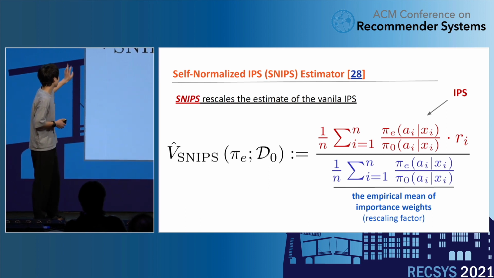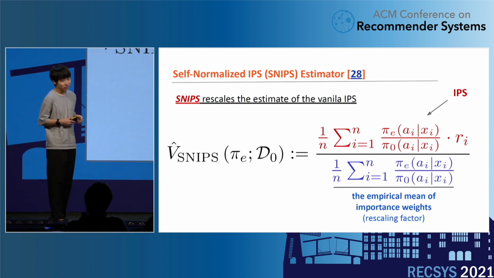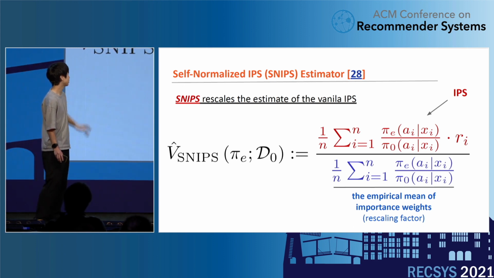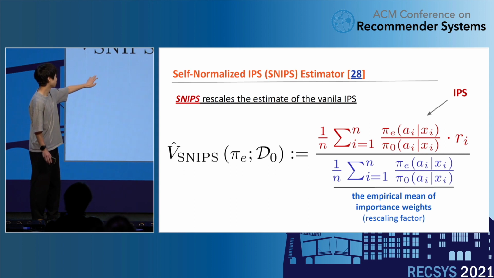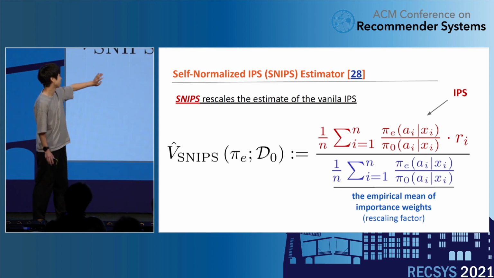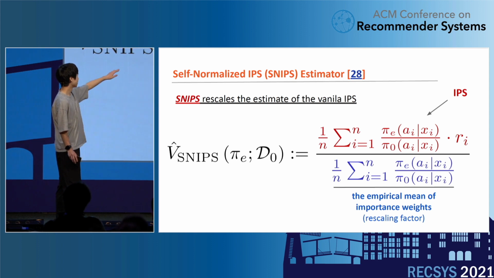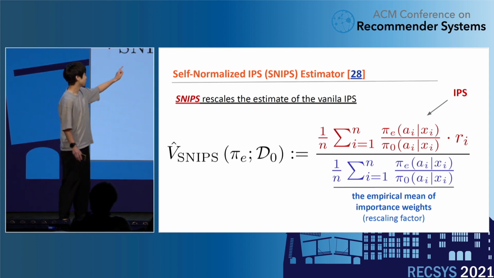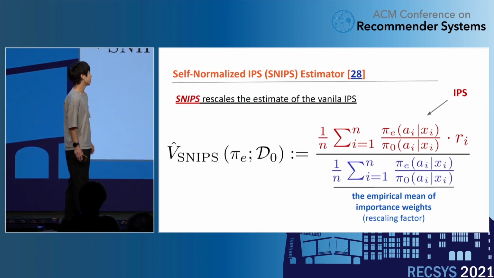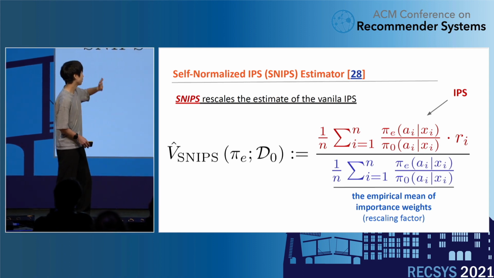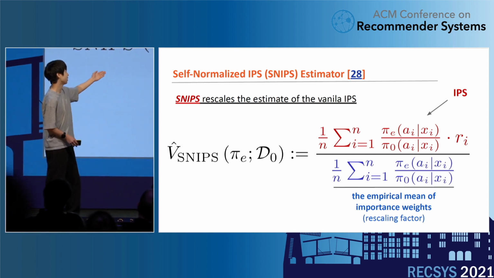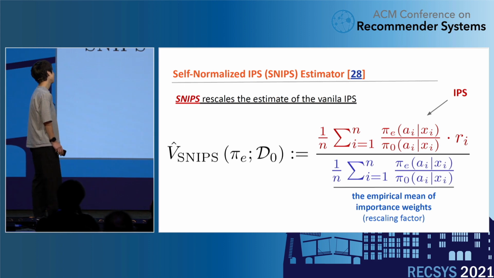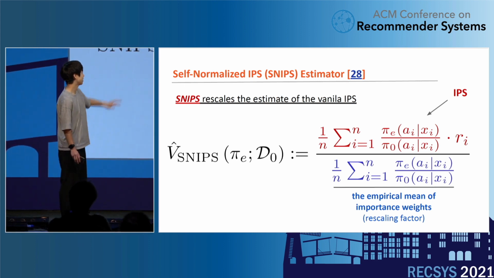So what it does is just rescale the estimation result of the vanilla IPS. There are essentially two parts, the red part and the blue part, or just the numerator and the denominator. The numerator, the red part, is just the original IPS. This is just the empirical weighted average of the reward observations, and the weight is the importance weight, I mean pi e over pi b. This is exactly the same, right? So the difference is just the denominator, the rescaling factor, right?